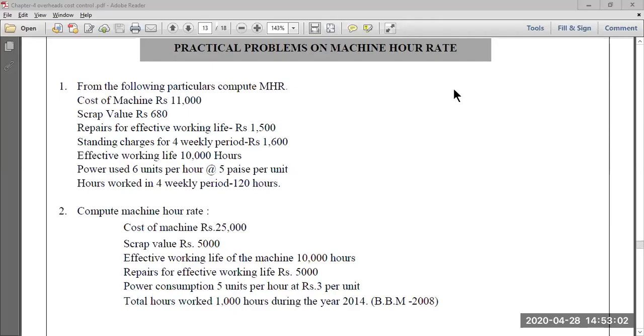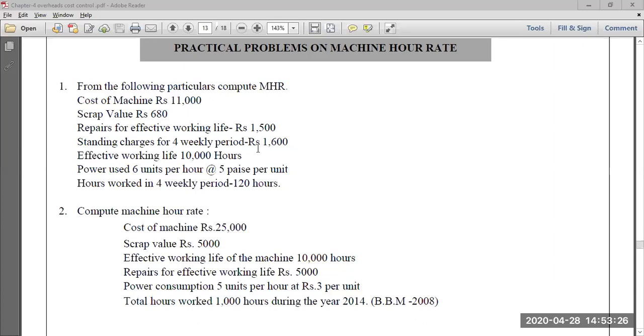Hello students. Today we are going to start with a new concept, that is calculation of machine hour rate. Yesterday I explained the format and how to calculate machine hour rate. Please watch that video. Otherwise, if you do not watch that video where I have explained the format of machine hour rate, it will become difficult for you to understand the problem. Now let us look at question number 1 on machine hour rate and understand this problem.